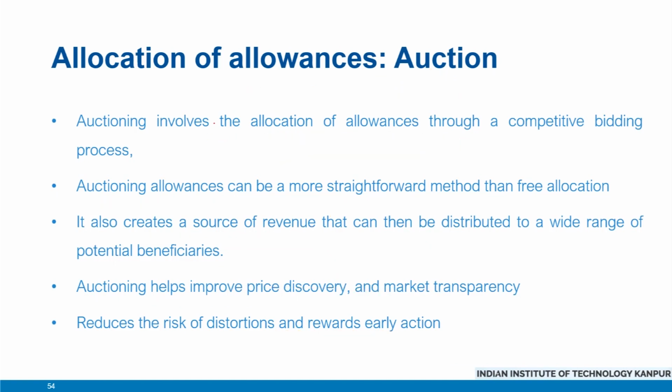Next, they help improve price discovery, market transparency and liquidity. Auctions provide a minimum amount of market liquidity and can also facilitate price discovery, especially in cases where there is little trade in secondary markets by those who receive free allowances. And also they help improve market transparency.